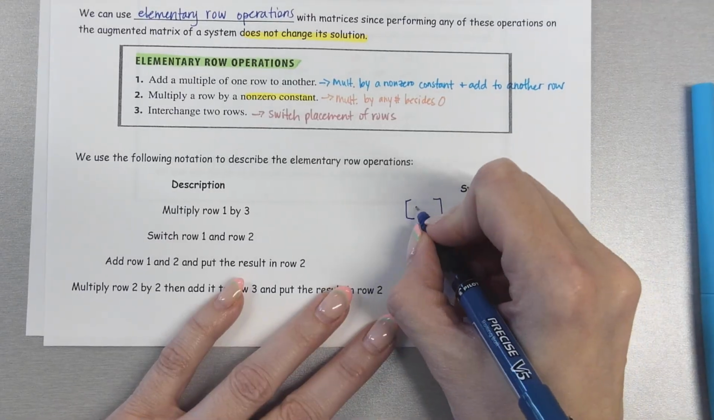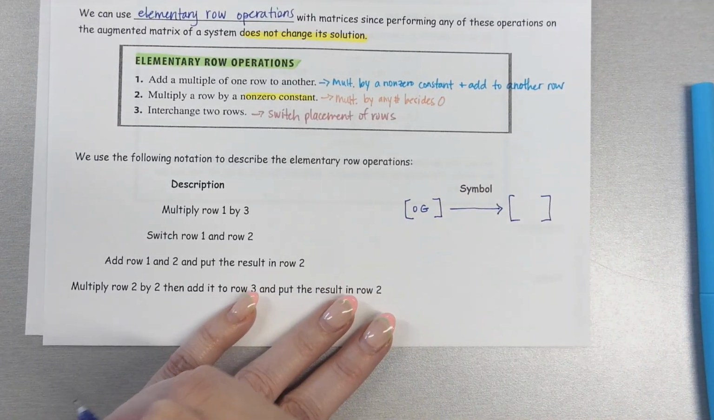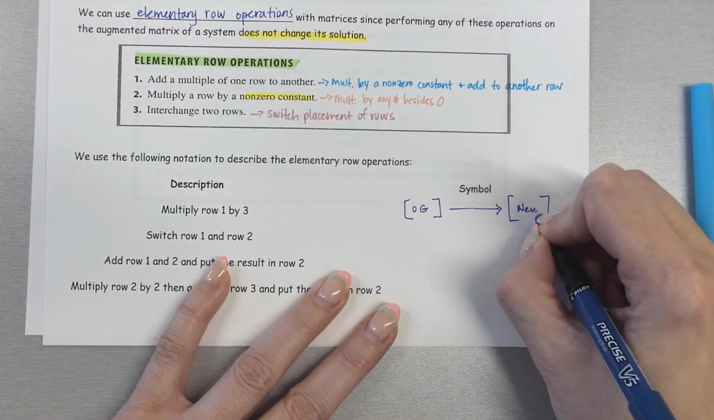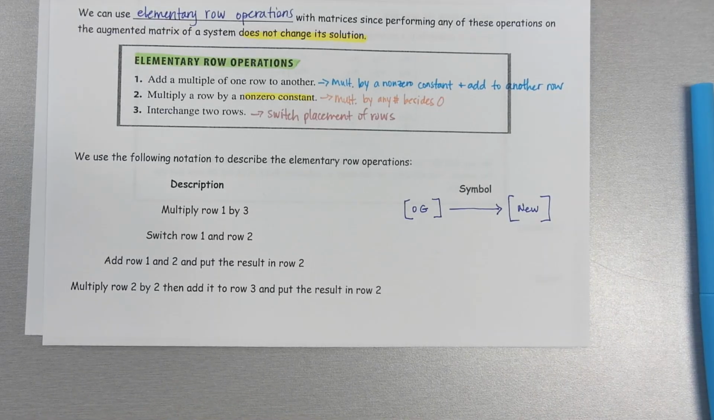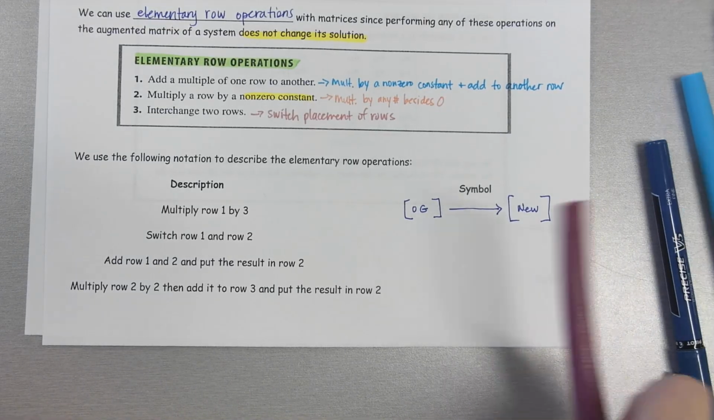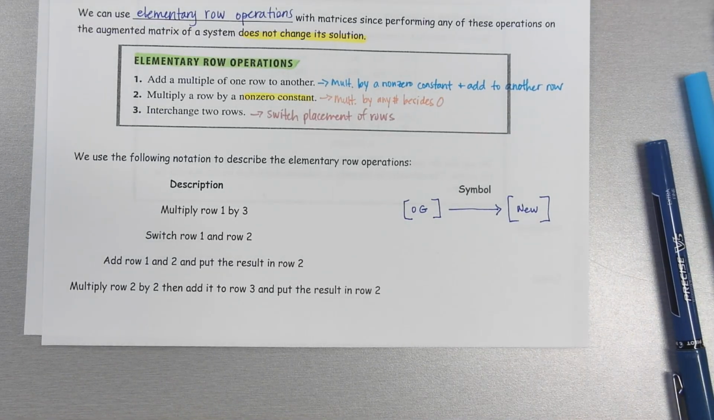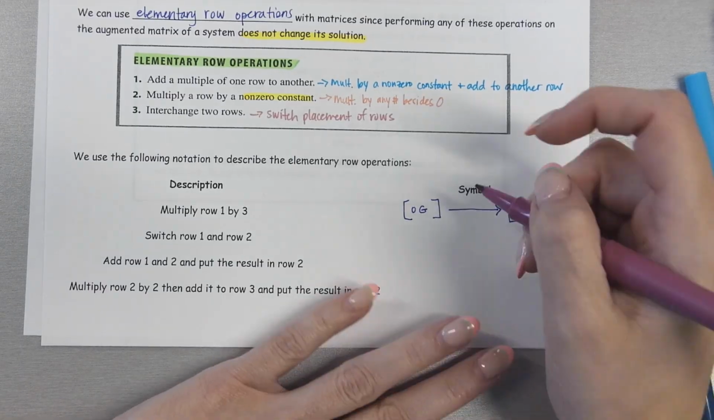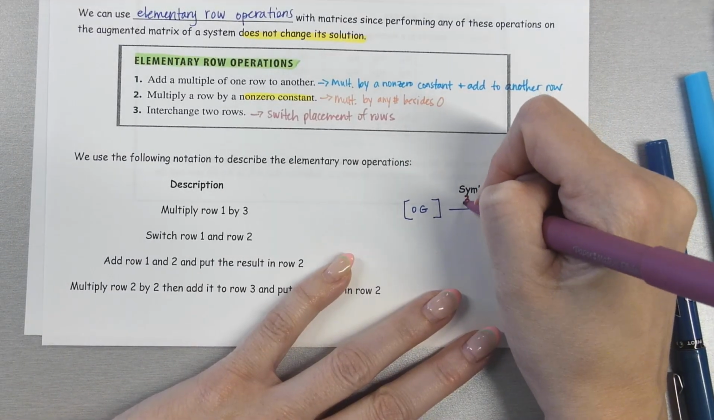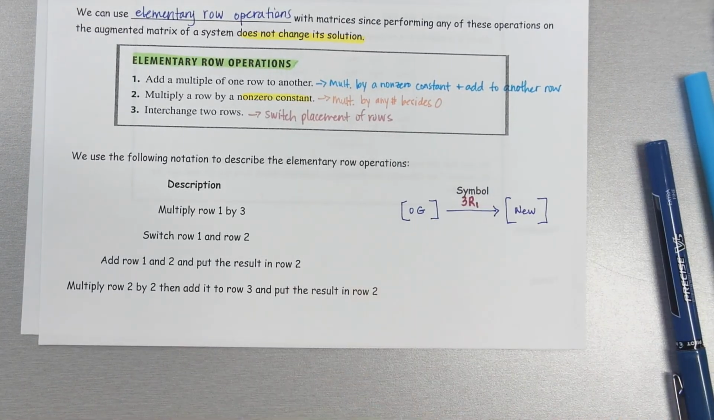Okay, so we're going to call this the original or the OG matrix. We'll call this one the new matrix. So you have to show what you're doing to get from the original to the new. So if you're multiplying row 1 by 3, on this arrow, you just write 3R1. Okay, so that means you're multiplying row 1 by 3.